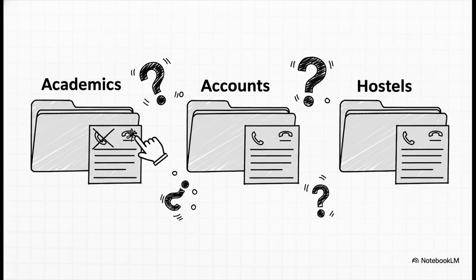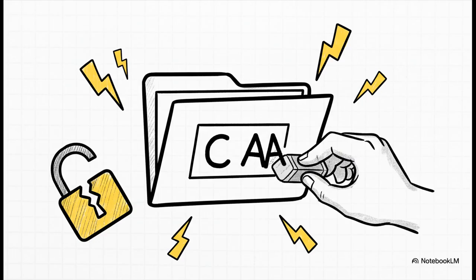So, let's say you update your phone number with the academics office. Great. But what about accounts or housing? If they don't all get the memo, the university now has multiple conflicting versions of your info. Which one is right? Who knows? It's total chaos.